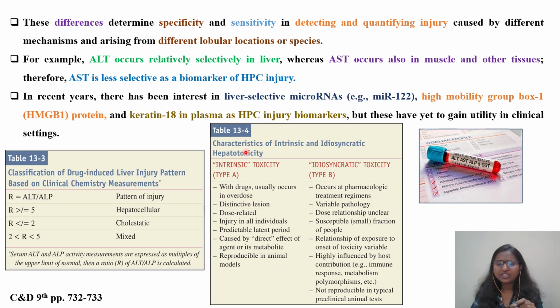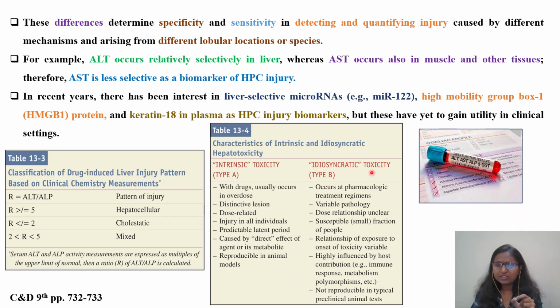In table 13.4, they have given the characteristics of intrinsic and idiosyncratic hepatotoxicity. They have given a list of intrinsic toxicity, type A, and idiosyncratic toxicity, type B. With these drugs, toxicity usually occurs in overdose, with a distinctive lesion, dose related injury in all individuals, and a predictable latent period, caused by direct effect of the agent or its metabolite, with reproducible animal models. So all this comes under intrinsic toxicity, type A.